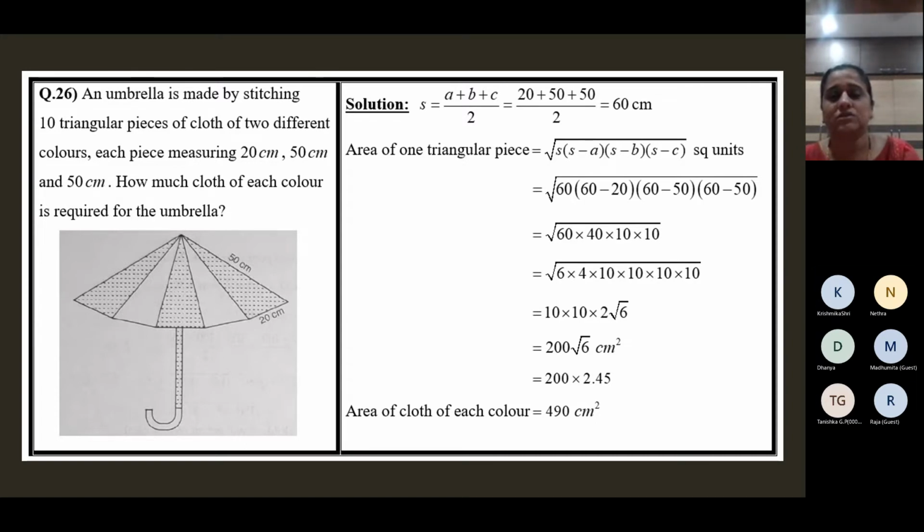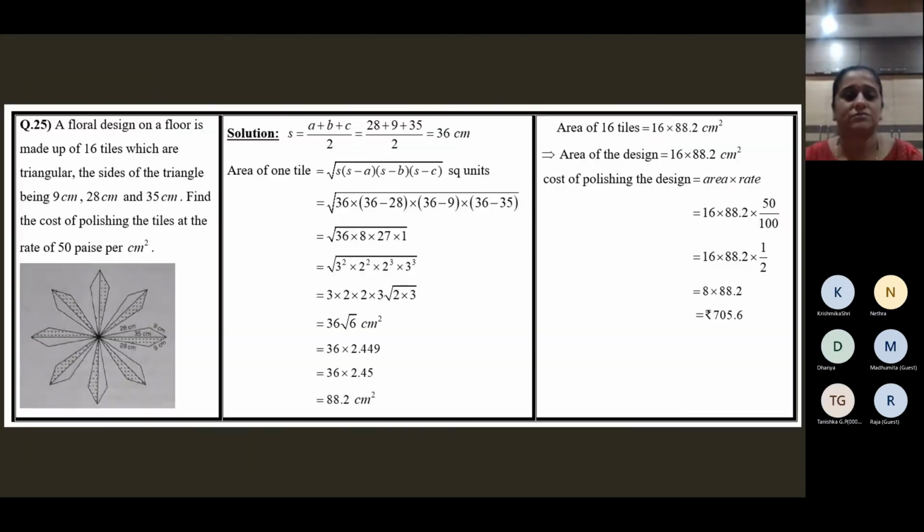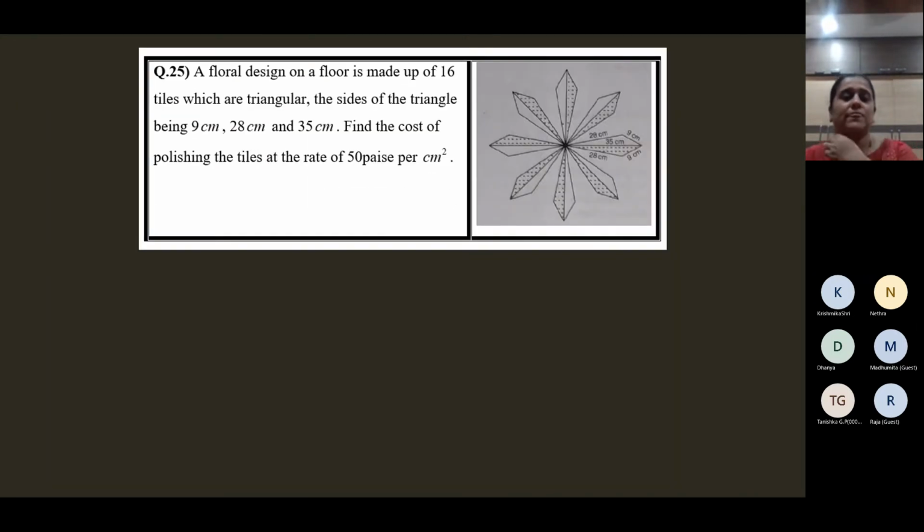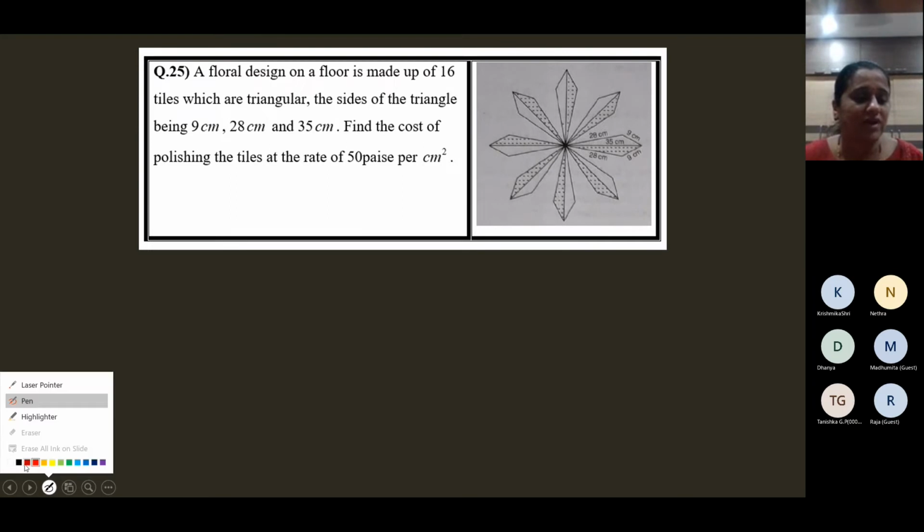Take a picture, children. Please concentrate on the calculation part. Do not blindly copy. Taken, ma'am. So this is similar to the earlier one. A floral design. Floral meaning a flower-like design.